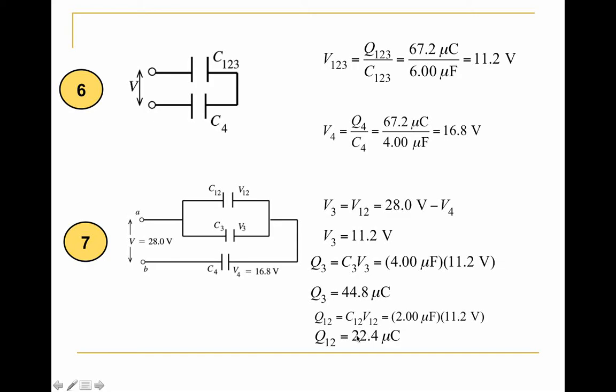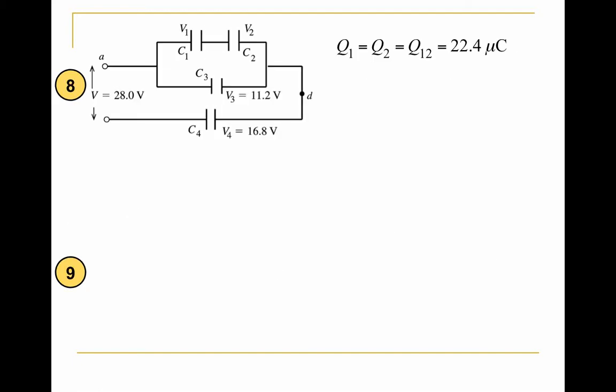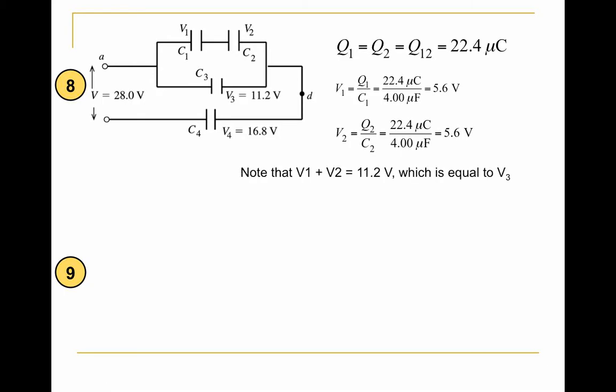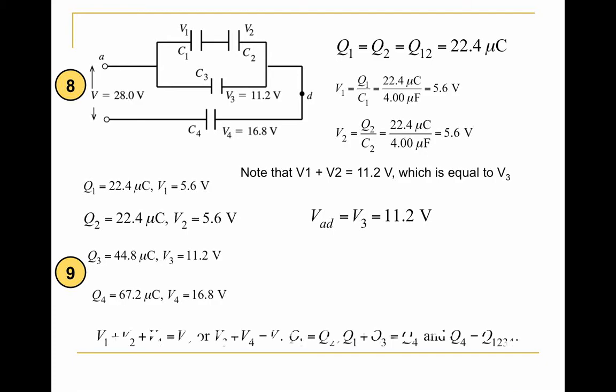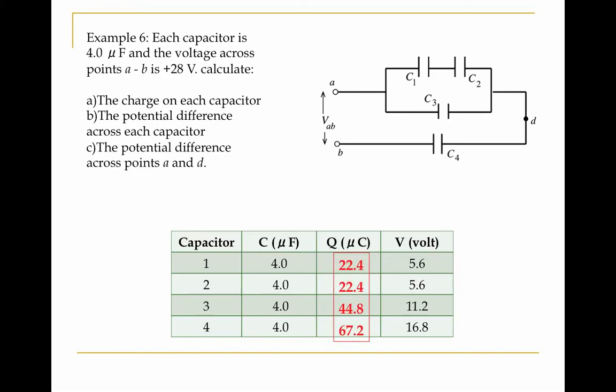And I know that Q is the same for both of these because they are connected in series. So Q1 is equal to Q2 is equal to 24, and therefore my problem is solved, and I can calculate V1, V2, and from there I can get all of these: Q1, Q2, Q3, V1, V2, V3, V4, and I can go back and fill out my table.